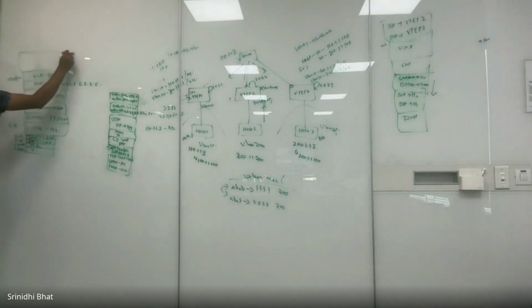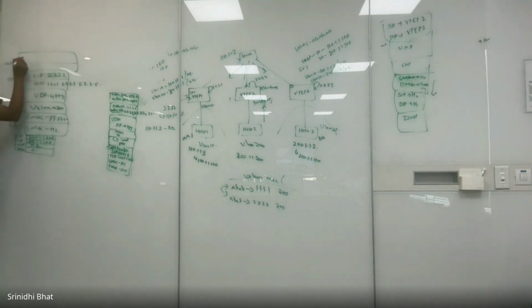Okay. Outer MAC. Correct. Good. Now this packet will reach the spine. What will the spine do? The spine will look at the DMAC. So the DMAC is mine, so it will decapsulate the packet. Then it will look at the IP, and after that it will check the routing table, whether the route is there or not for that particular IP.